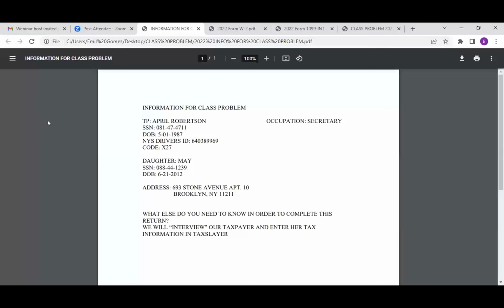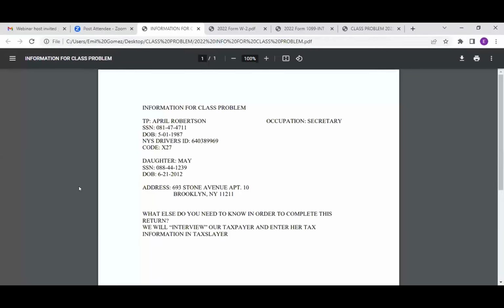Okay, so this is the information, not much information on our taxpayer whose return we're going to prepare. Okay, we know her name is April Robinson. She's a secretary, and that's her social, date of birth, New York State driver's license, and a special code that's on the driver's license. We need to enter that, and I think I'll show you that when we enter this return. Again, any information on a driver's license or an ID card from New York is probably on both sides of the card. Make sure you make a copy or note the information that can be found on both sides of the card.